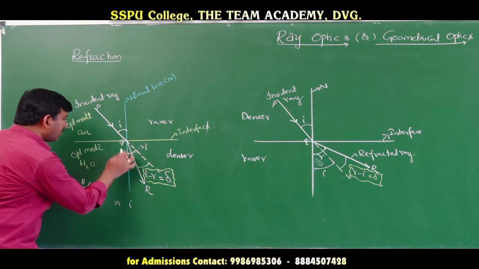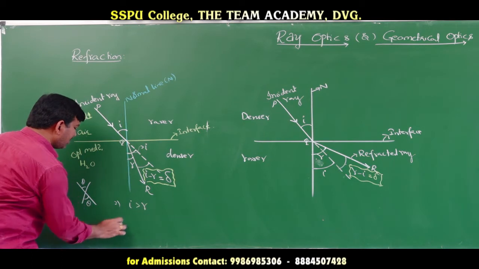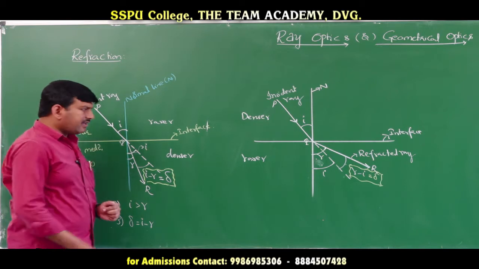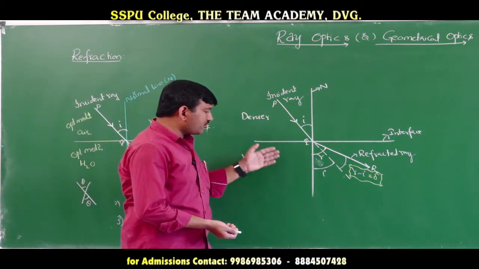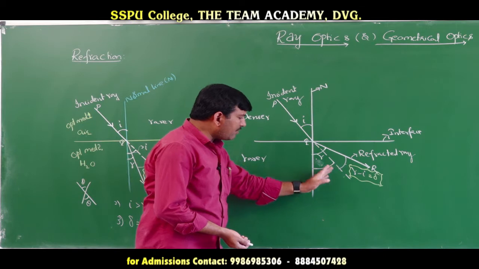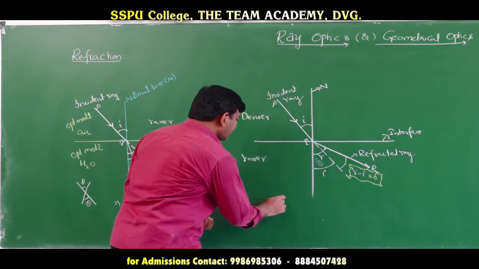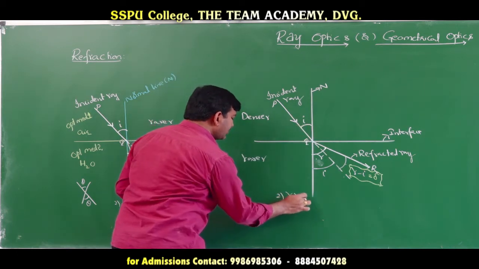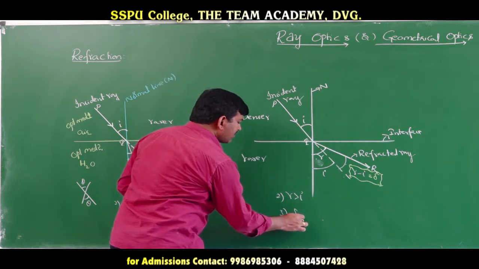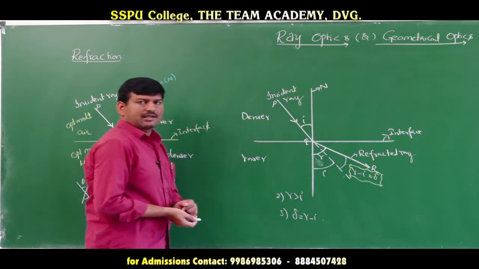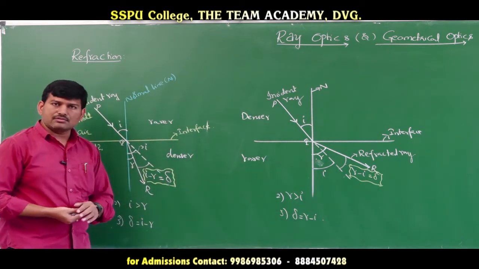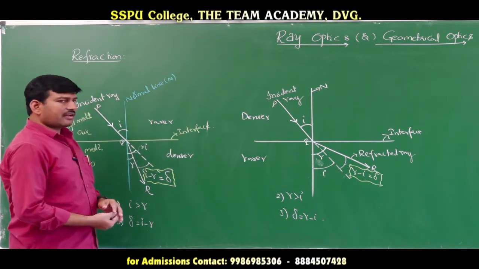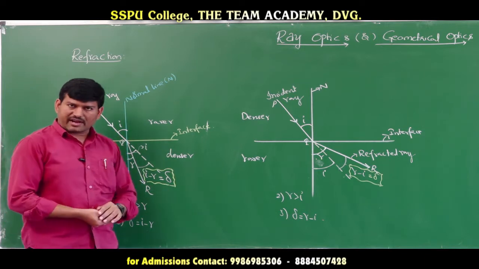Second point is angle of incidence is greater than angle of refraction. Third point is deviation is equal to I minus R. And here, when light ray travels from denser medium to the rarer medium, the refracted ray will bend away from the normal. Second point is angle of refraction is greater than angle of incidence. And third point is deviation is equal to R minus I. Is it clear? So, these are the things that we have to remember in order to understand the different phenomena that are related with refraction.